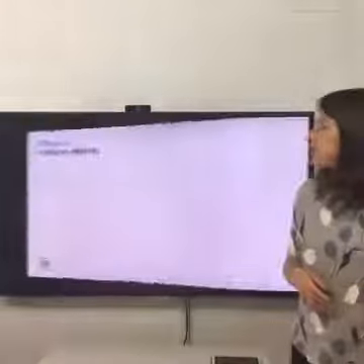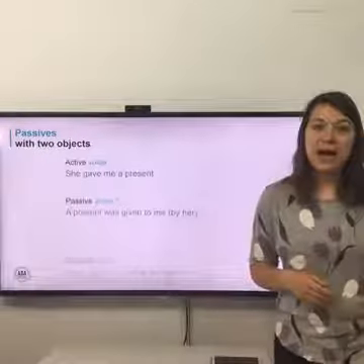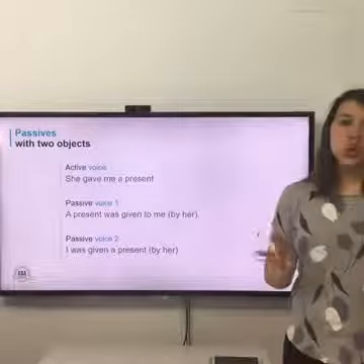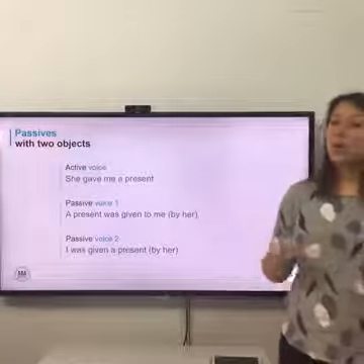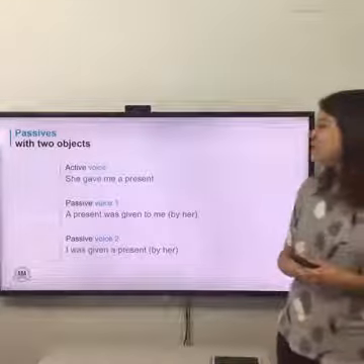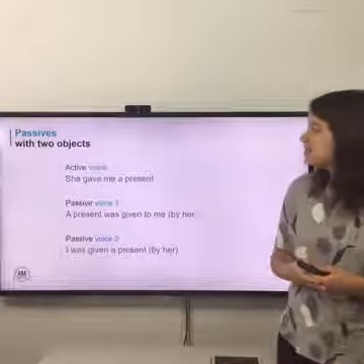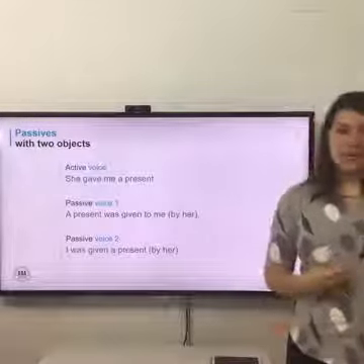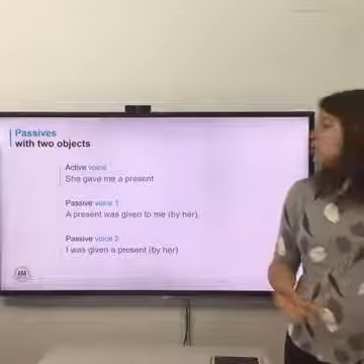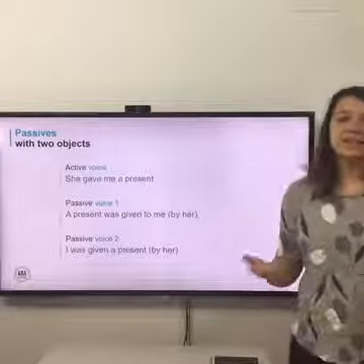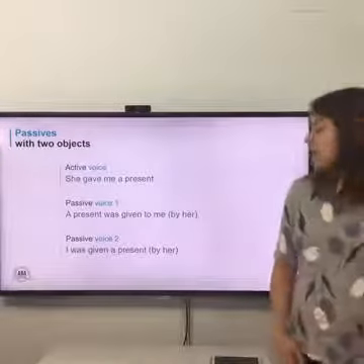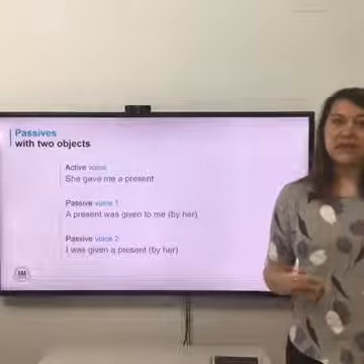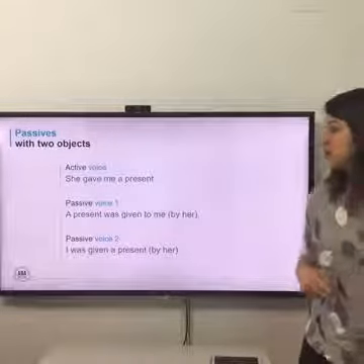Okay, let's look at one more case in the passive tense where sometimes you have two objects, a direct object and an indirect object. So in this example, in the active voice, we can say, she gave me a present. So both me and a present are the objects of the sentence. So there are two ways to write this sentence in the passive voice because there are two objects.